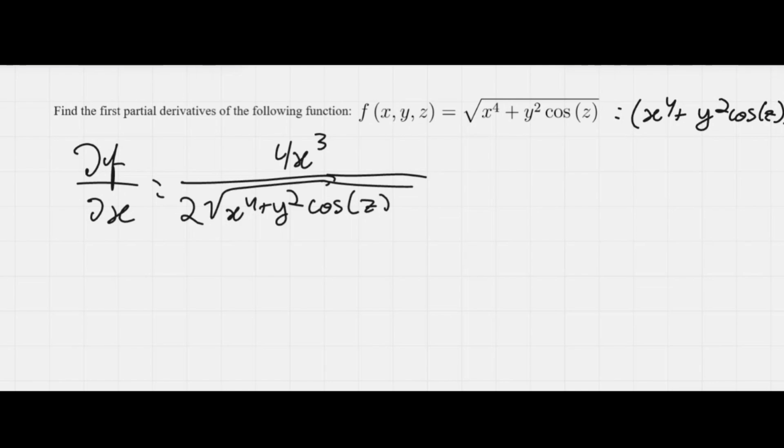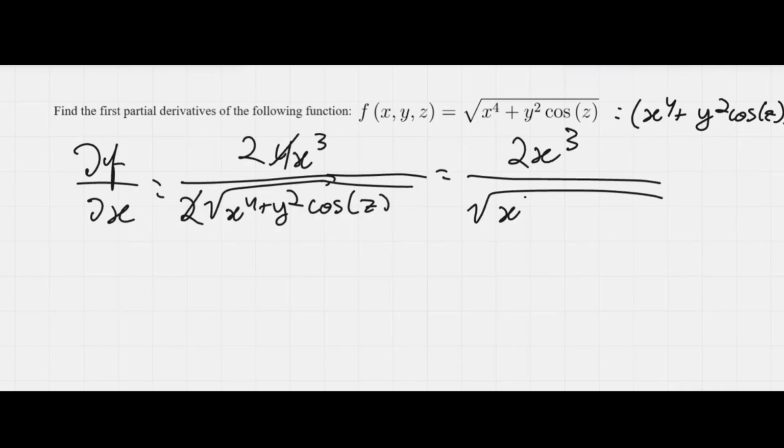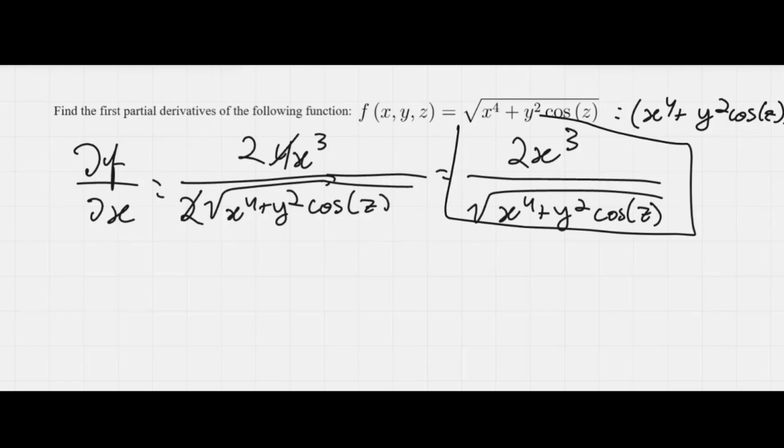And so our partial derivative with respect to x becomes 4x cubed over 2 square root x to the fourth plus y squared cosine z. If we want to simplify this even further, we could take out the 2 over here, and this just becomes 2x cubed over the square root of x to the fourth plus y squared cosine z. All right, so that is our first partial derivative.